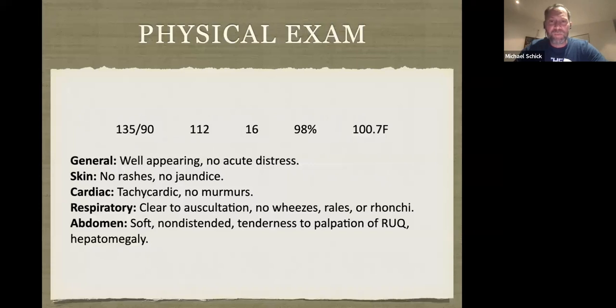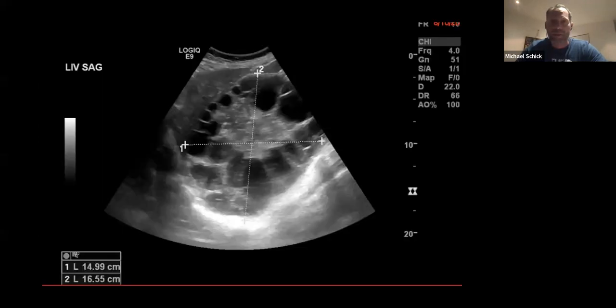Physical exam, sorry about the Fahrenheit there, but she has a little bit of a fever, that's probably like 38.2, something like that. A little tachycardic, otherwise the vital signs look okay. She's tachycardic on exam, abdomen soft, non-distended, but there's tenderness in the right upper quadrant and hepatomegaly. And the ultrasound produced this still image.